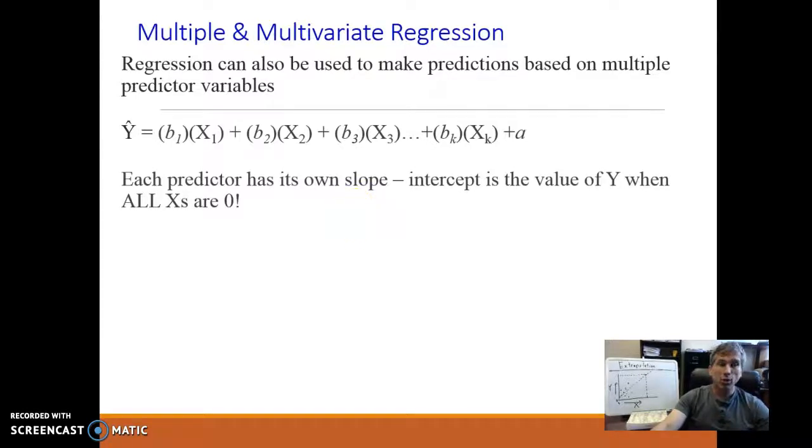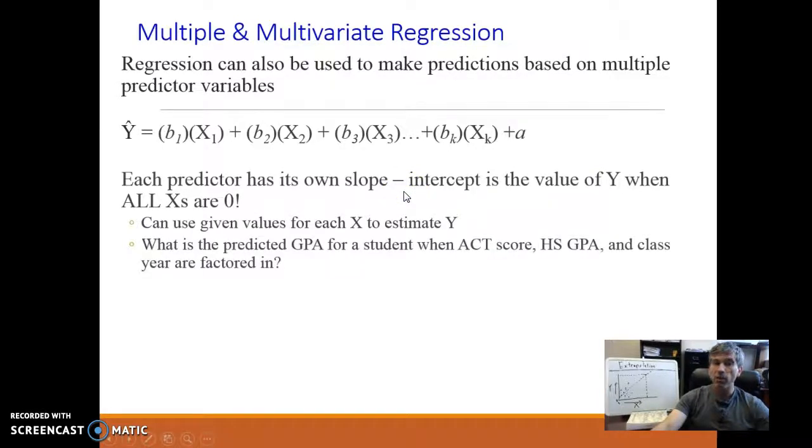It would take longer, but we're not doing that. For computers, it's pretty fast, and the logic, again, is just every single predictor has its own slope, and we multiply each predictor's score by its slope, add them all together, add the y-intercept, we get a predicted value for y. So we can plug in given values for each x.